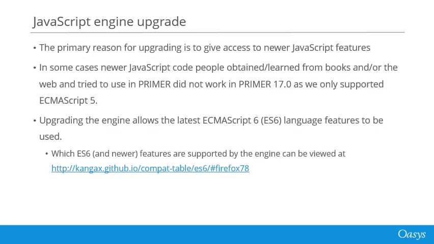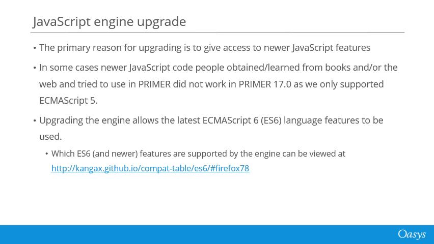As I mentioned on the previous slide, the main reason for upgrading the engine is to allow ECMAScript 6 features to be used in Primer. As the JavaScript engine we had in Primer 17 only supported ECMAScript 5, we were finding that people would try to write scripts using JavaScript knowledge they had picked up from tutorials on the internet or by reading a book, only to find that it would not work because it was an ES6 feature and we only supported ES5. Upgrading the engine allows these newer features to be used.